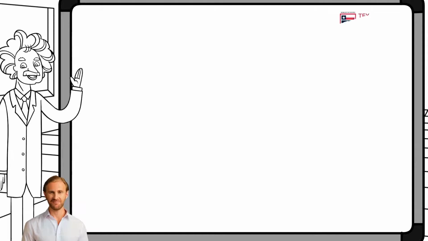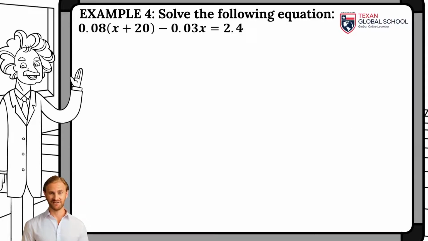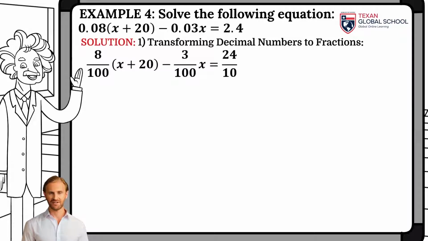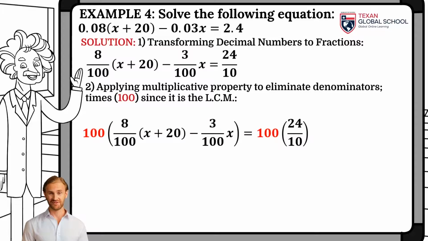In this last example, we will solve the equation with decimals. First, we change the decimals to fractions. Remember that 0.08 becomes 8/100. 0.03 becomes 3/100. And finally, 2.4 becomes 24/10. To make the equation easier, we eliminate all the denominators. Applying then the multiplicative law, we multiply by the least common multiple of all the denominators, which is 100.